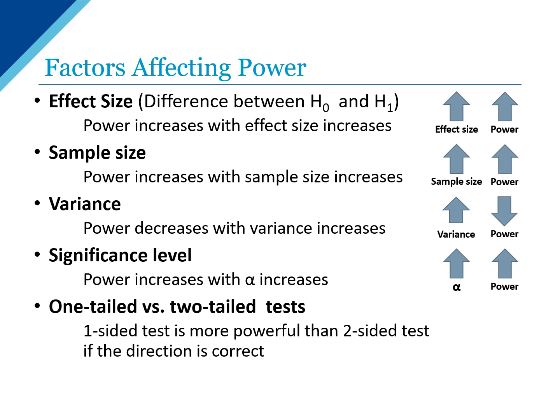There are different factors that affect power, including effect size, or the difference between our H0 and our alternative hypothesis, and power increases with effect size increases. Sample size, as we said, power increases with sample size increasing, and power decreases when variance increases. So it's more difficult to make an association when there's more variance. Power increases when we increase our alpha, and a one-sided test is more powerful than a two-sided test if the direction is correct.